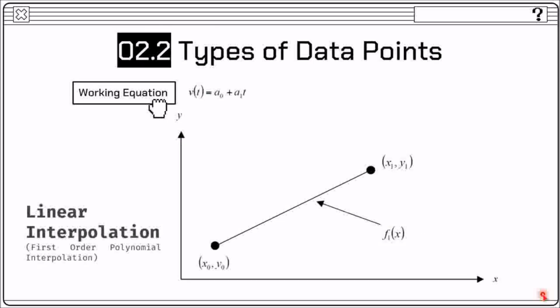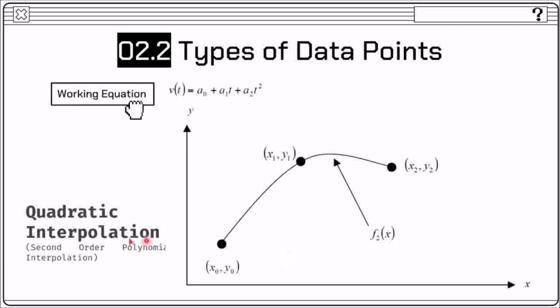So, these are the types of data points. First is linear interpolation. As you can see here, this is our working equation. And as you can see, we only have 2 points when we use linear interpolation, which is the first order of polynomial interpolation. In this kind of interpolation, again, we will only use 2 points.